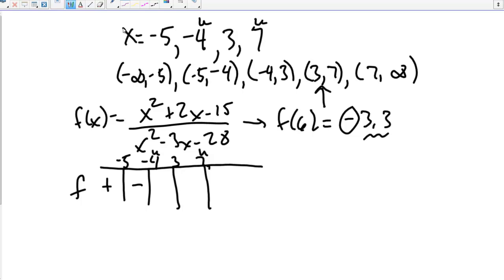We plug in a number between negative 4 and 3. It turns out we end up with a positive number. We already did between 3 and 7 here, and we found out we get a negative number. And any number that is greater than 7 here will yield a positive number, it turns out.